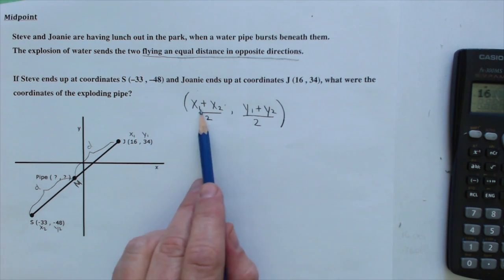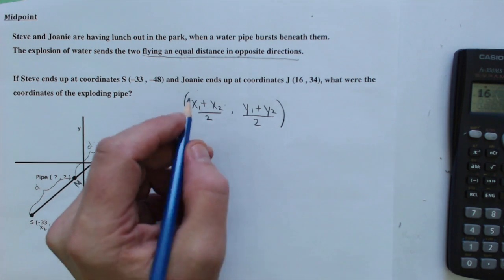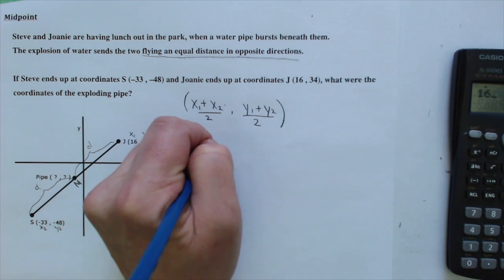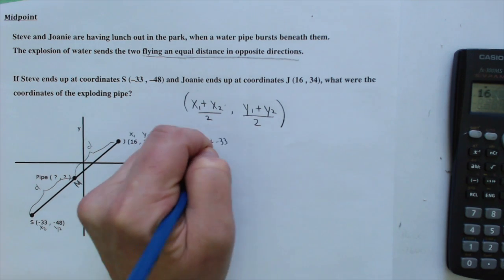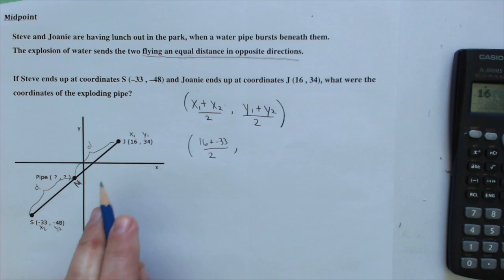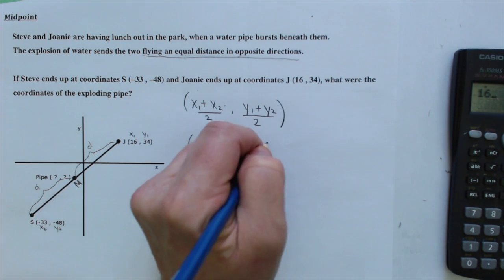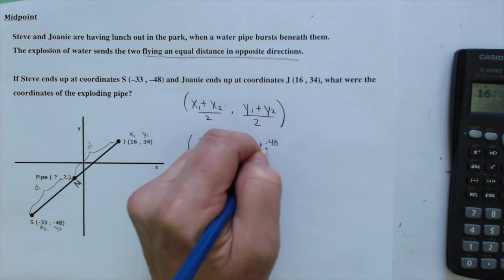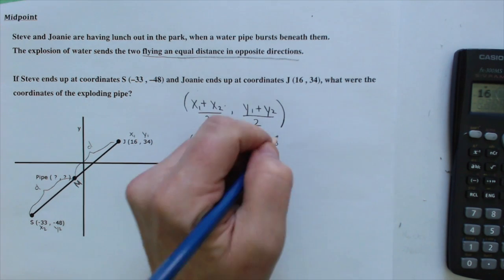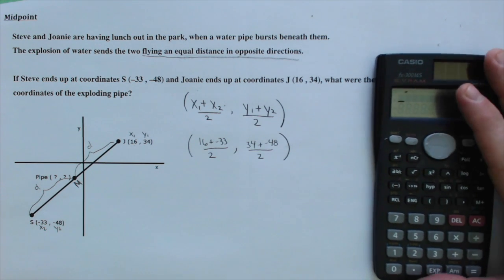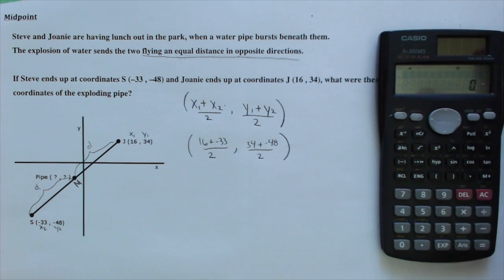So x1 plus x2 is going to be, we'll open that bracket up, 16 for my x1, and -33, so plus -33, divided by 2, and then my y1, 34, plus -48 for my y2, divide that by 2. And those are our numbers all set up. So the calculator slides in here. And basically now I just have to crunch this.